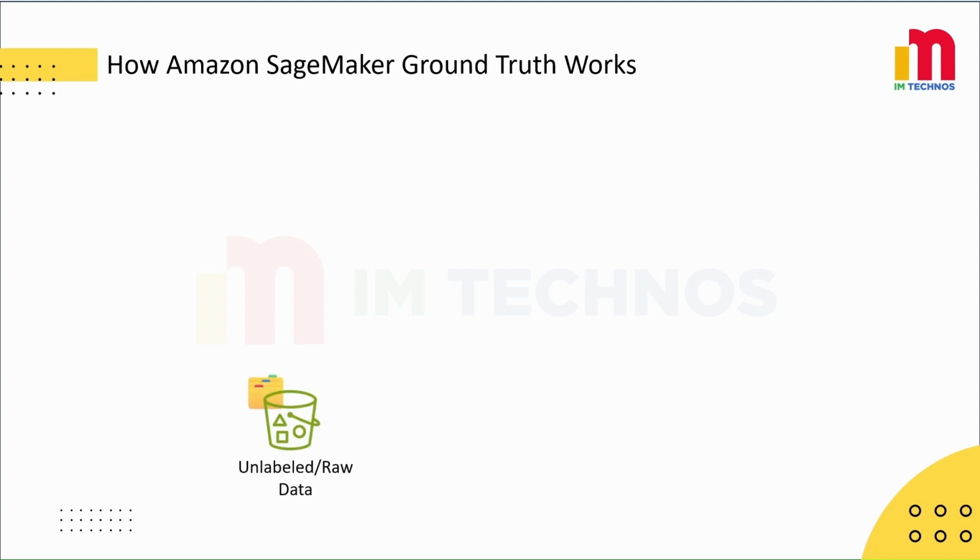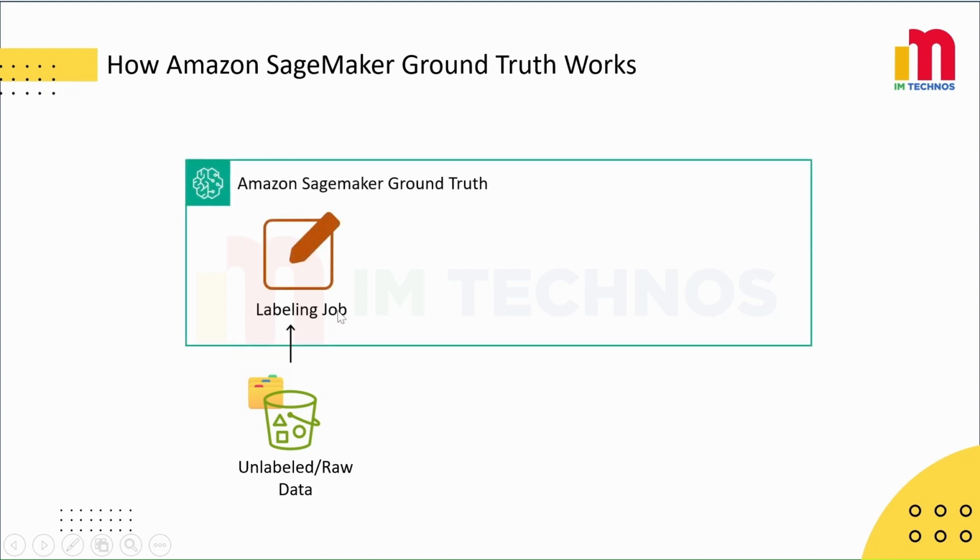First, you upload your raw data to an Amazon S3 bucket. This data can be in different formats such as images, text, videos, or even audio files. Basically, any type of data that you want to label for machine learning is first stored in Amazon S3. Next, you create a labeling job in Amazon SageMaker Ground Truth. A labeling job defines what data needs to be labeled and what type of labeling task needs to be performed. After that, you choose the labeling workforce that will perform the labeling. AWS provides different options for this, such as a private workforce, a vendor workforce, or Amazon Mechanical Turk.